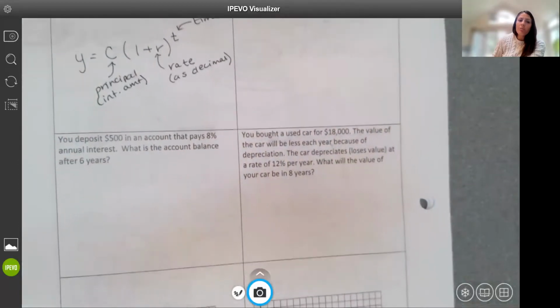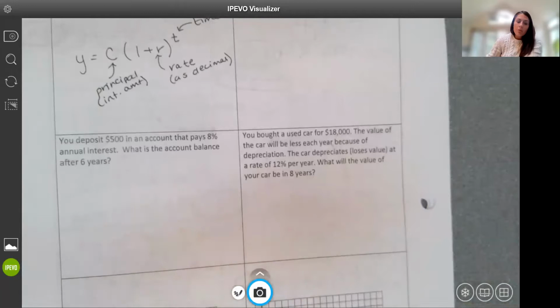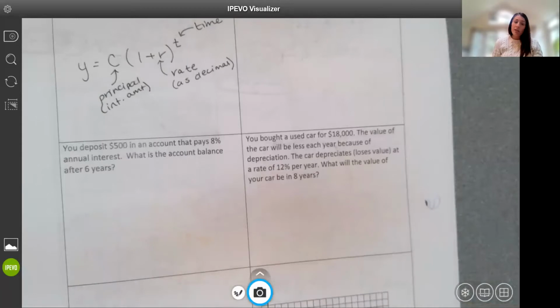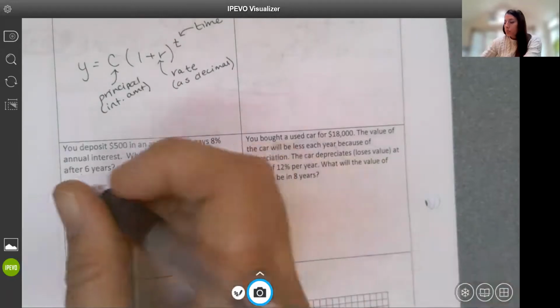So if I'm given an application problem, like what I have here, so I have $500 that I'm going to put into an account that pays 8% annual interest, annual meaning yearly. What's the account balance after 6 years? So first thing I want to do is write an equation that models this situation.